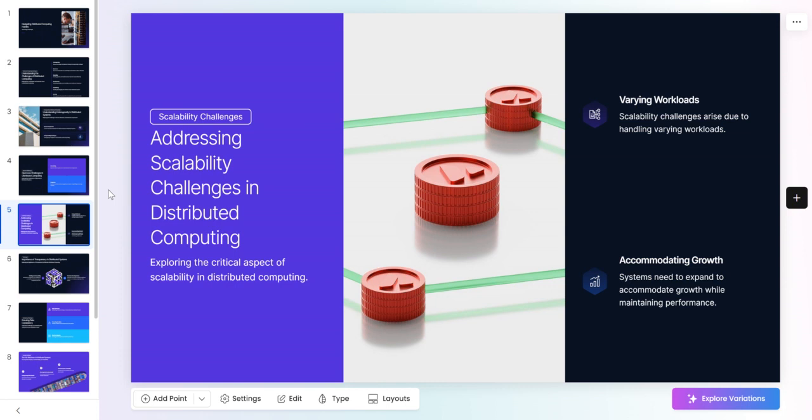When we scale, when we increase the number of systems in a network, we face these challenges. It can vary according to the workload and accommodating growth. Okay. Let's move to the next.